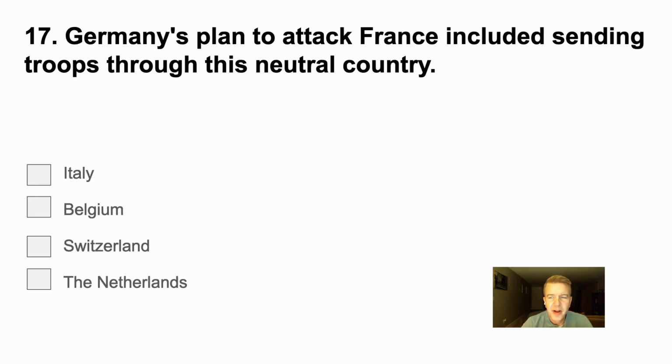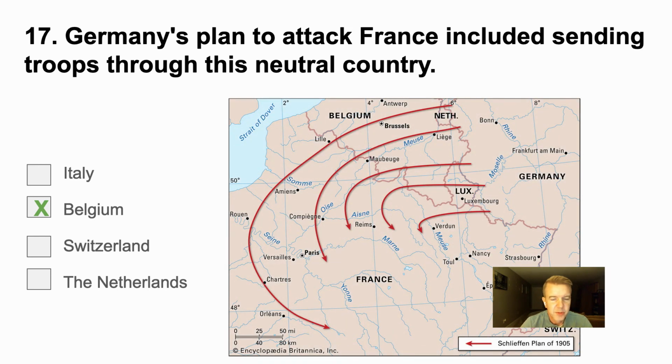Germany's plan to attack France included sending troops through this neutral country, Belgium. And if we're in the classroom, I'd be pointing out that the back corner with the flags and the line of Flanders is the Belgium corner of the room. Okay, this is part of their plan, is to sweep through Belgium up here.